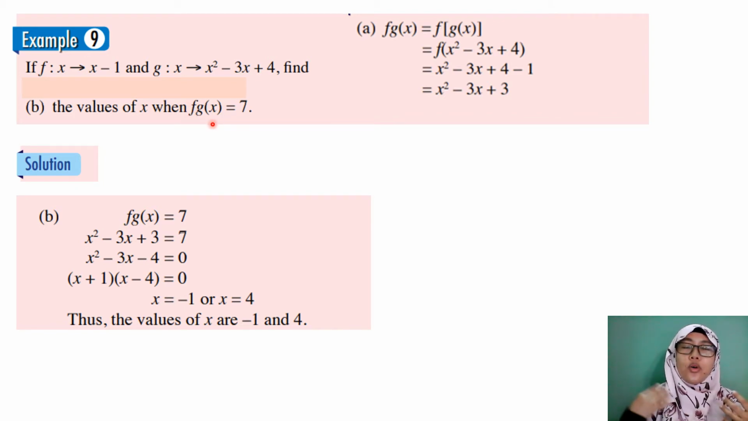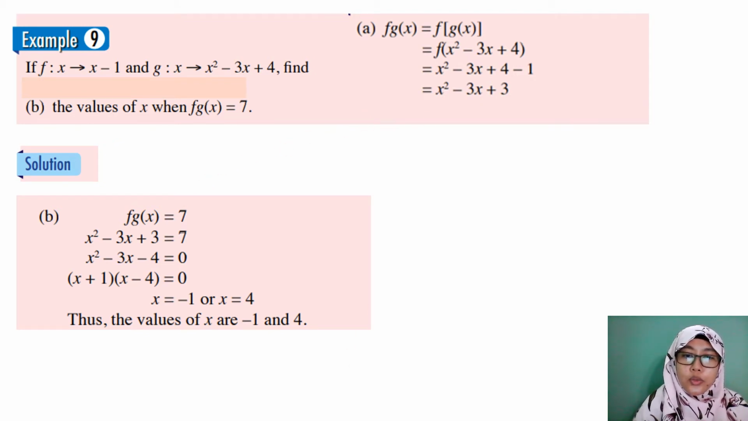So, do not waste your time, because FGX, you have calculated in the previous question, in question A. You look at the previous one. Okay, question A, you will get the answer. Kamu dah dapat jawapan untuk FGX, x square minus 3x plus 3, right? Kamu dah dapat jawapan. So, you take this answer for this solution in B.